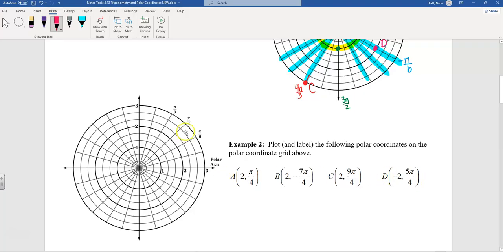Try the next ones for example 2. But D's going to be weird because that's what Evan's asking about here, a negative radius. You might not want to try that one yet. The other 3, you can try.